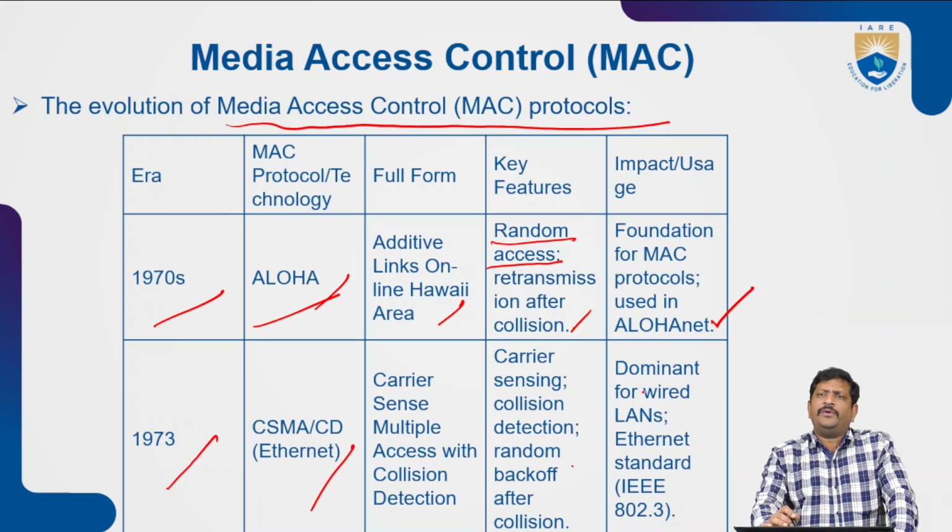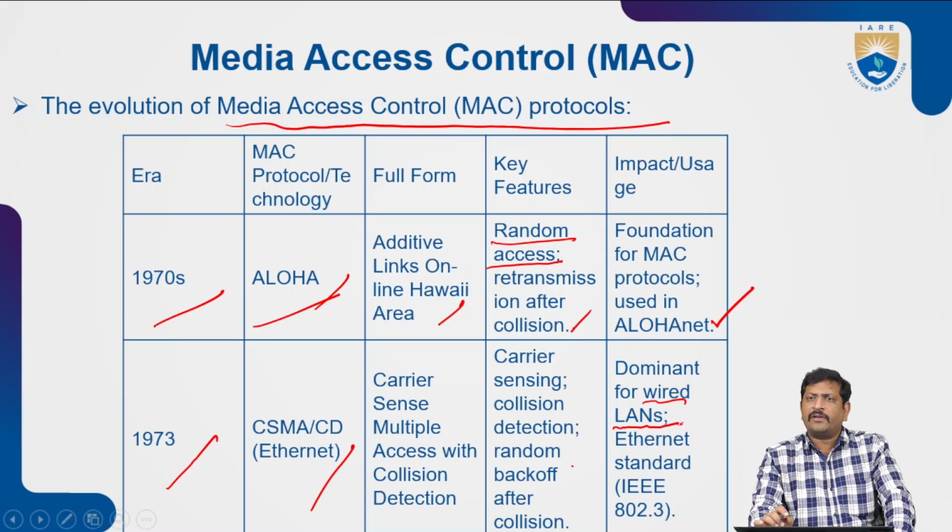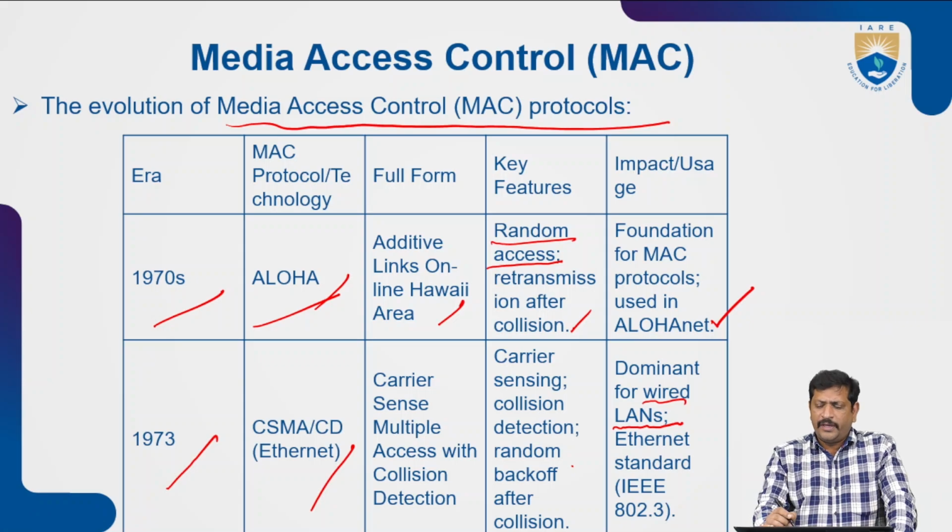Where it is used: it is used in wired LANs. We can use the CSMA/CD protocol in wired LANs, that means in Ethernet networking. Ethernet is the standard. This CSMA/CD protocol is IEEE 802.3, which is the standard.